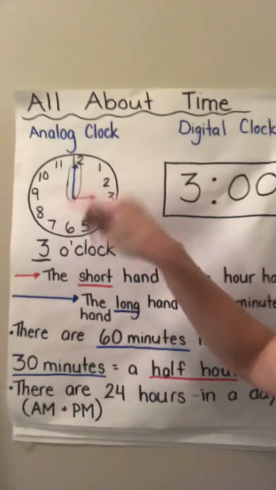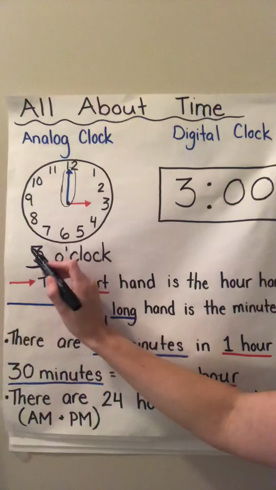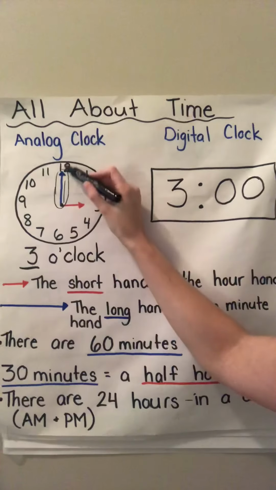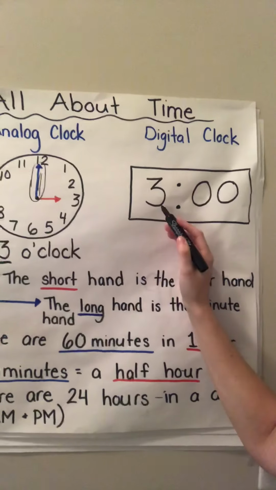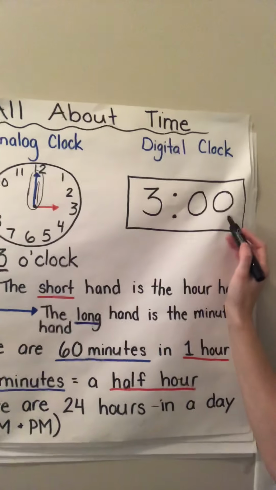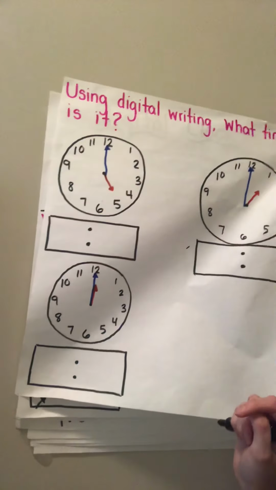So this clock, our hour hand was at the 3, so we have the 3 for our hour. And then our minute hand's at the 12, so we would say 3 o'clock, or we could say for the digital 3:00. So today we're going to practice just writing our answers for the analog clock using a digital clock answer. So we have 3 different times for analog clocks.